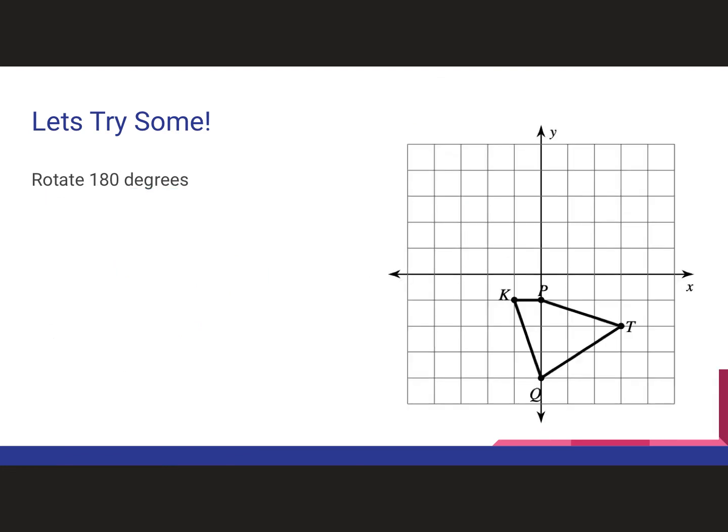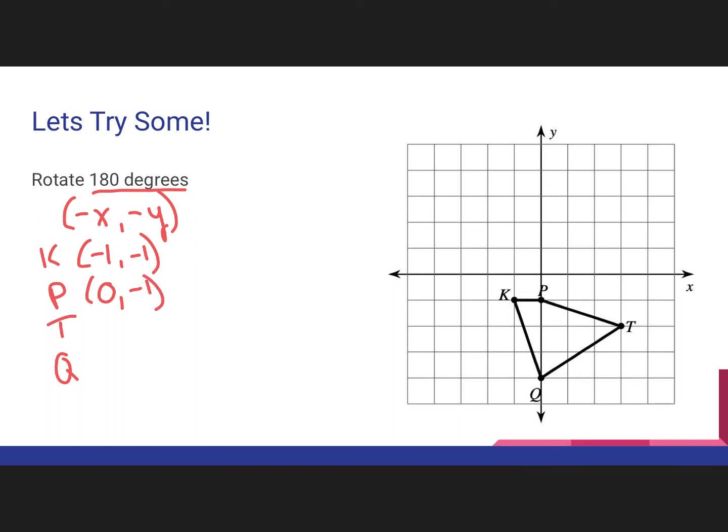Okay, let's try another. When we rotate 180 degrees, first of all, you'll notice I don't tell you which direction. It doesn't matter, because whichever way we go, we're going the exact same distance. In this case, it just becomes the opposite of x and the opposite of y. So I have my points K, P, T, and Q. K is at (-1, -1). P is at (0, -1). T is at (3, -2). And Q is at (0, -4).